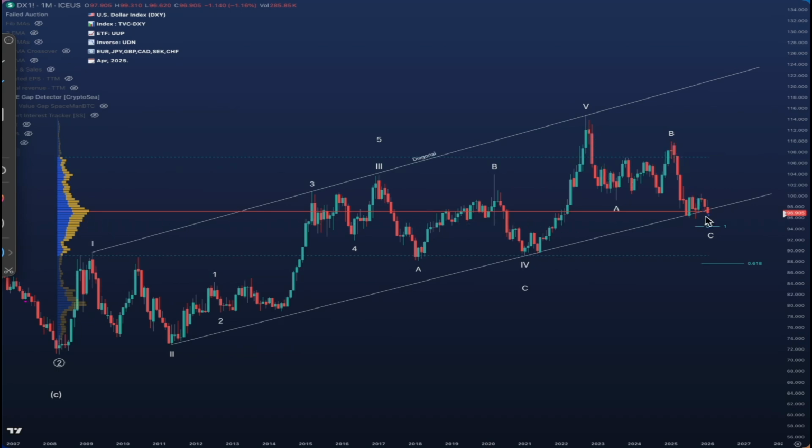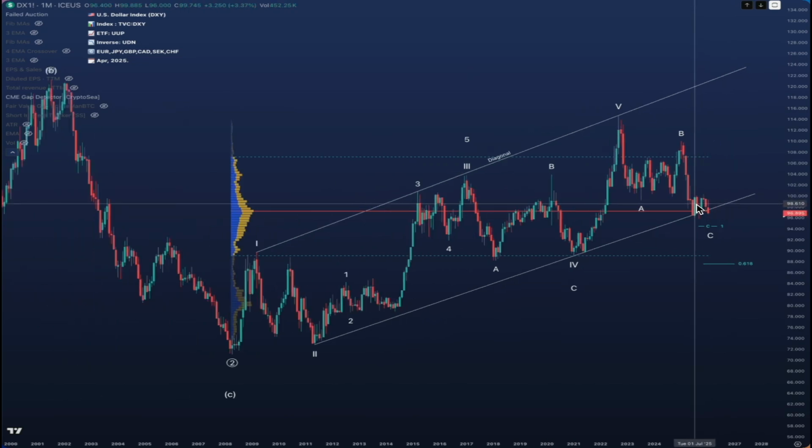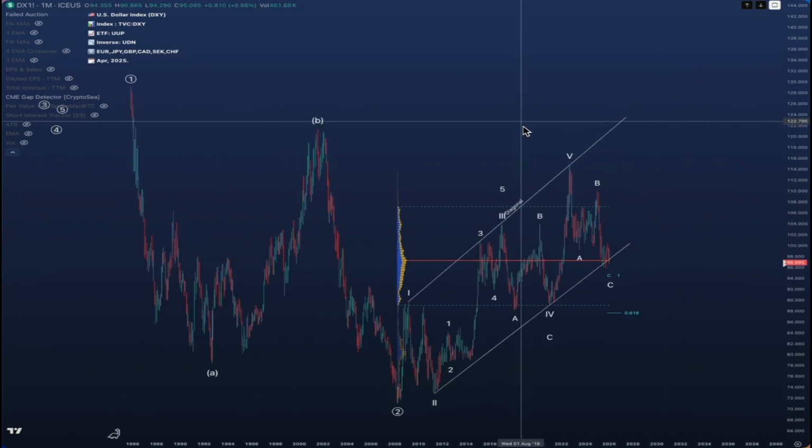So the POC line acts as a magnet for where there's a lot of demand, where a lot of the buying at a certain price happened, right? So we're looking specifically at this area here at 97.3, and so that's where the dollar has found buyers most of the time.